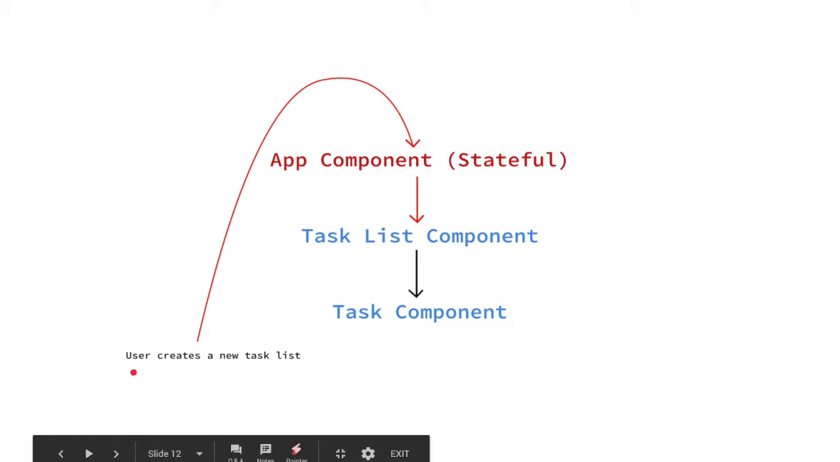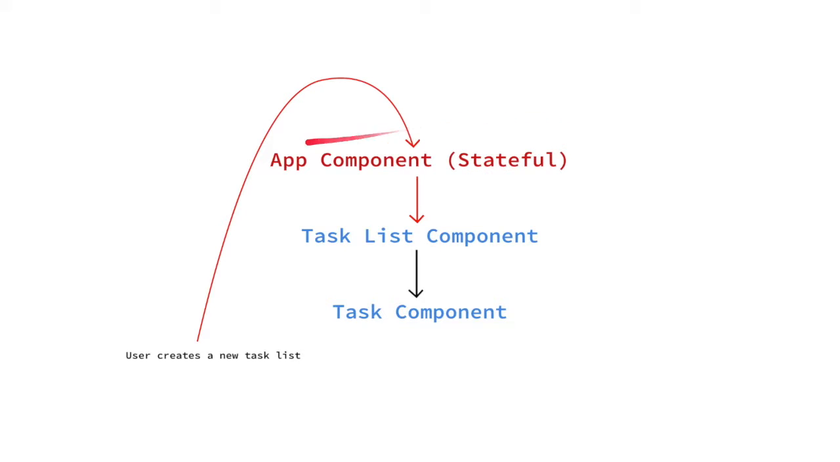In this case, the user is creating a new task list and updating our app component. The app component learns about the new task list. It updates the state, and whenever the state gets updated, it trickles down to the other components, in this case only the task list component, as props. So the props trickle down to the task list component, and the task list component renders the new task list that was created by the user.